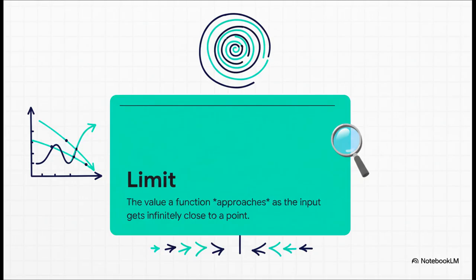Imagine you're walking towards a wall. A limit doesn't care about what happens when you actually smack into the wall. It asks a different question. What is the exact spot on that wall that you are getting infinitely, ridiculously closer to? It's a mind-bending idea, but it's what lets us zoom in on one perfect single instant in time.